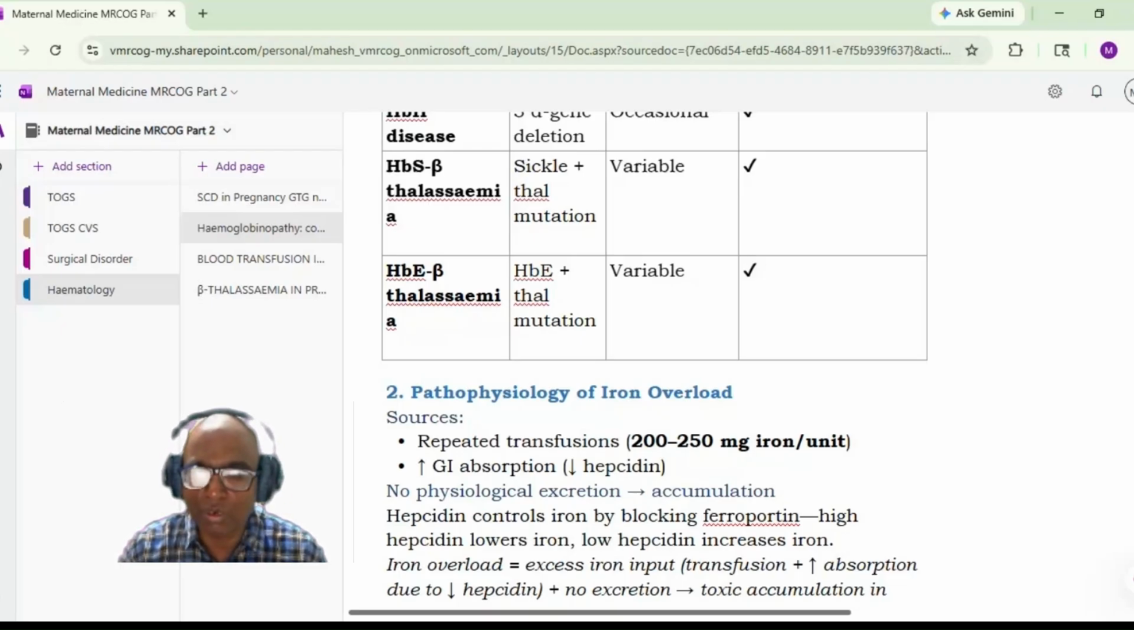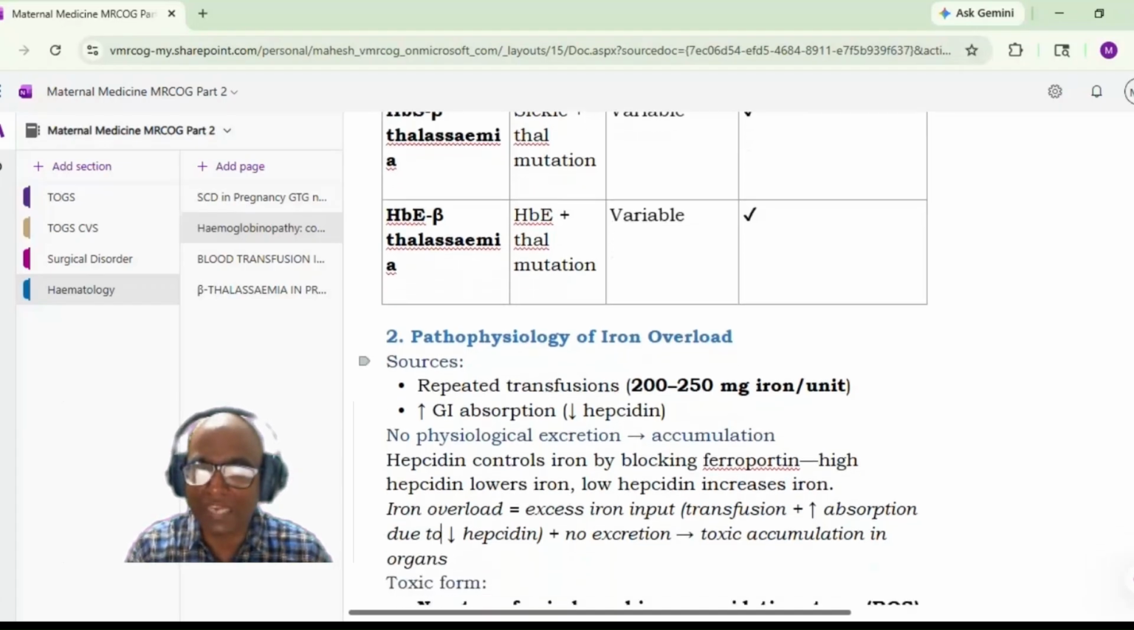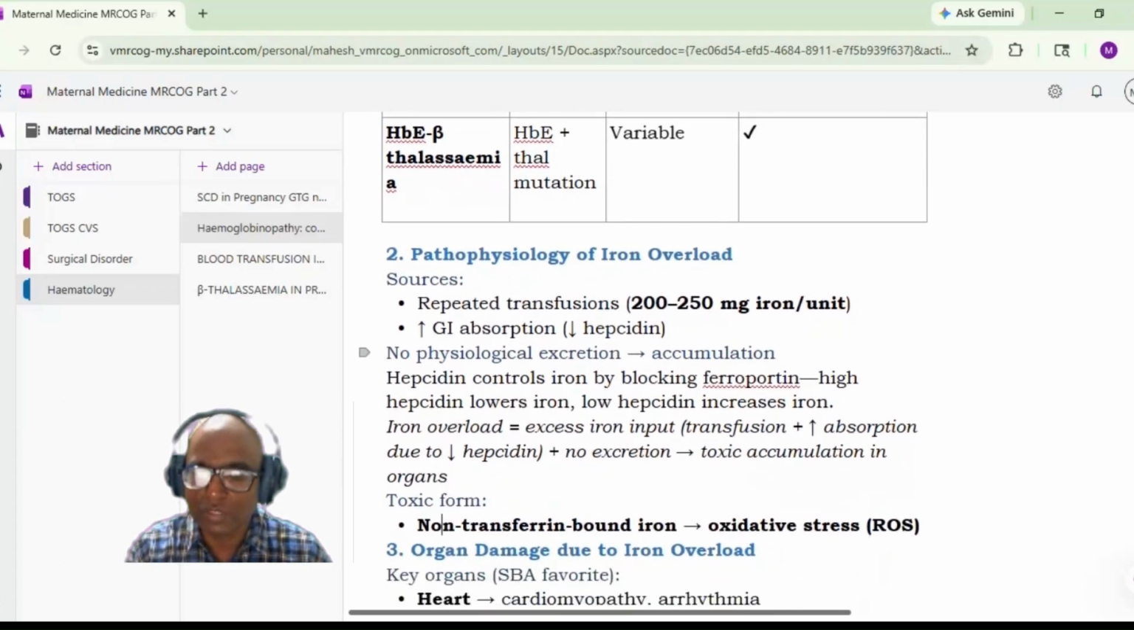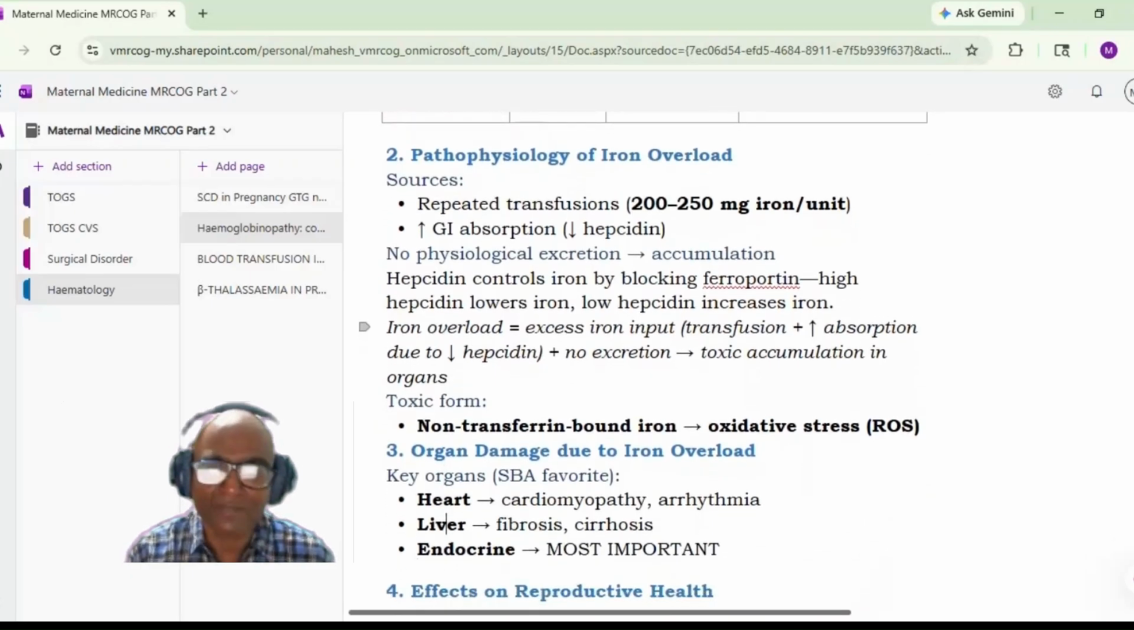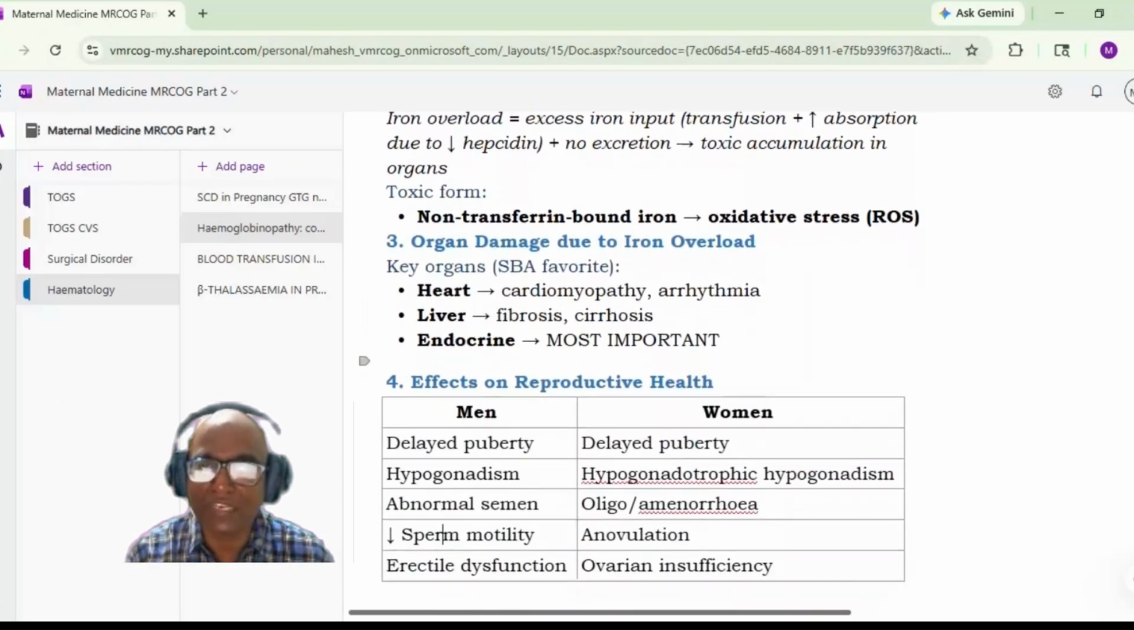So iron overload leads to excess iron input, which is mainly because of the transfusion plus increased absorption due to decreased levels of hepcidin, and there is no excretion. That leads to the toxic accumulation of iron in the various organs. The toxic form is a non-transferrin-bound form that produces oxidative stress. Okay. Now, organ damage due to the iron overload.